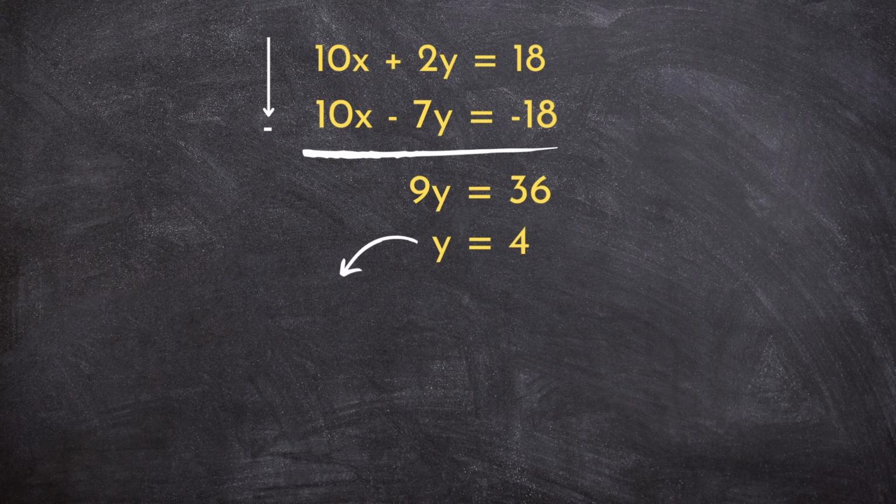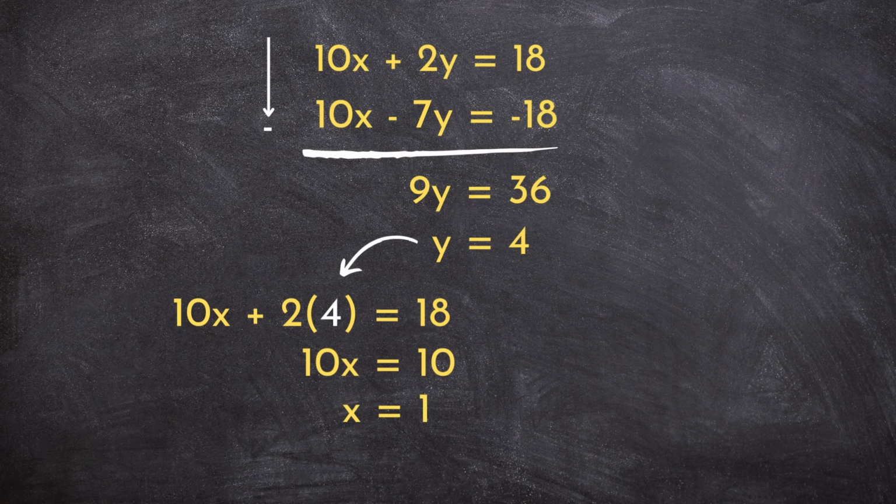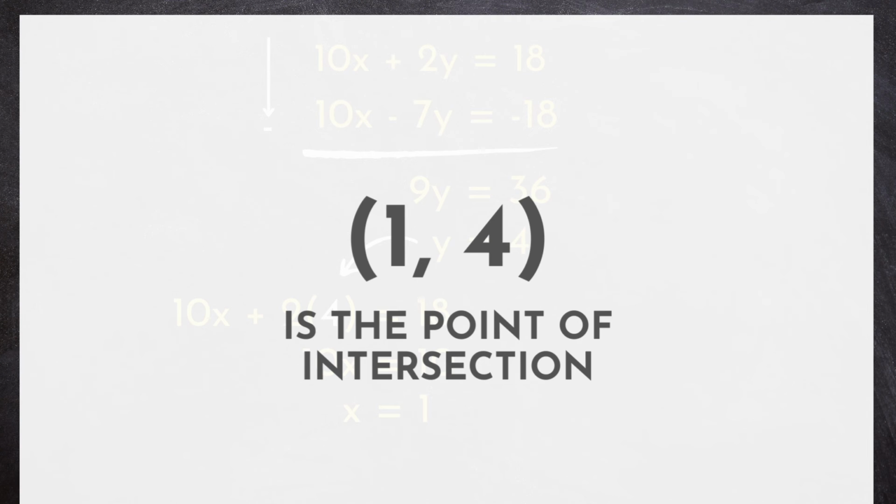To find x, we can substitute our y equals 4 back into either line from our system. Doing a bit of algebra work will allow us to solve for an x value of x equals 1. So the point (1, 4) is the solution to our linear system.